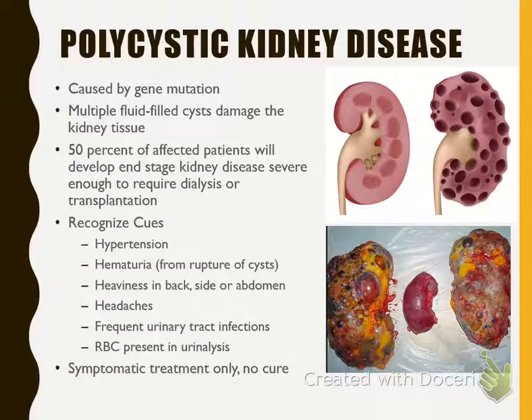Do you think this is filtering well? Even though it's large, it is not filtering well. And 50% of people end up with transplant or dialysis, will go into renal failure. So what we do for a polycystic kidney patient is also symptom treatment and kind of helping them deal with it. But the thing is, how do you know if you have it?